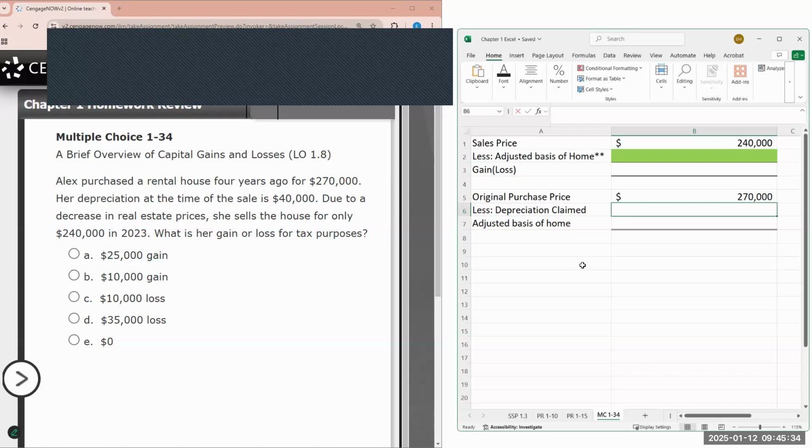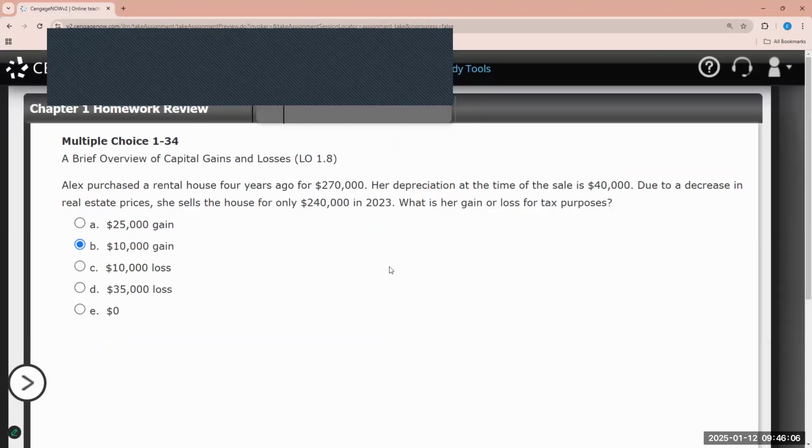The depreciation claimed was $40,000. So therefore, the adjusted basis of the home is $270,000, the purchase price, minus the depreciation claimed of $40,000. So the adjusted basis of the home is $230,000. So therefore, the gain in this situation would be the sales price of $240,000 minus the adjusted basis of $230,000. The gain in this case would be $10,000. All right. So again, this is just a brief overview of capital gains and losses.